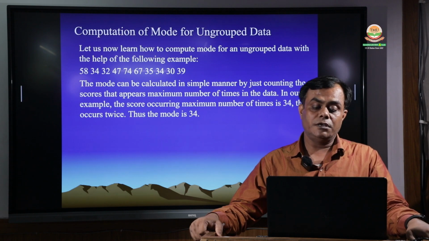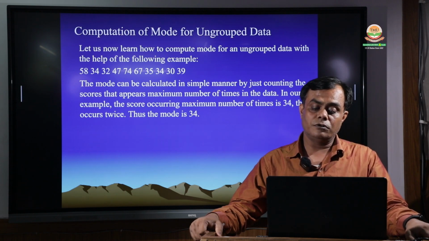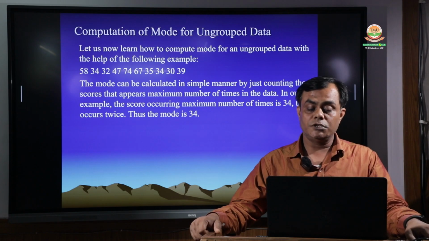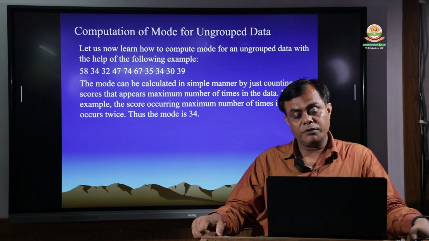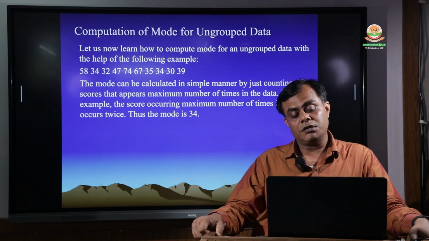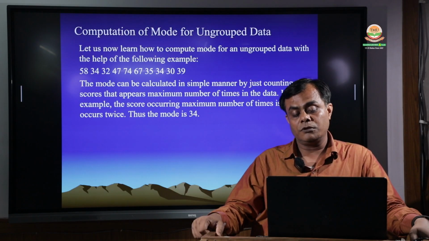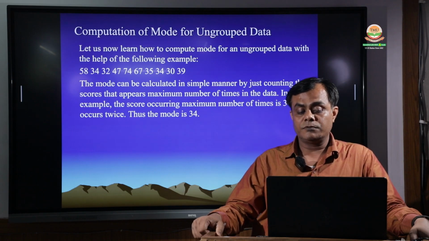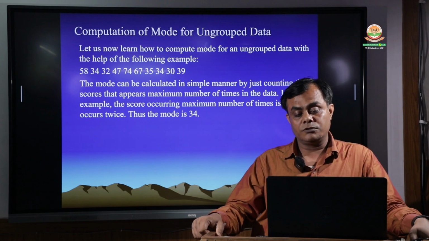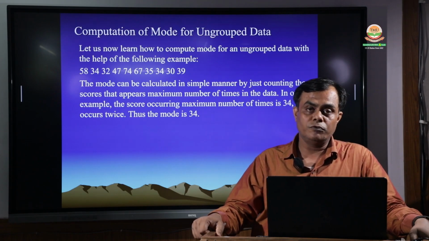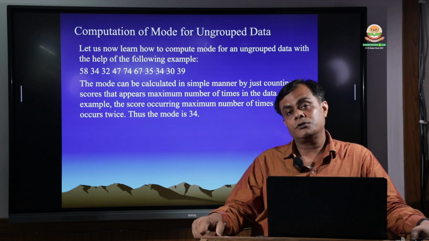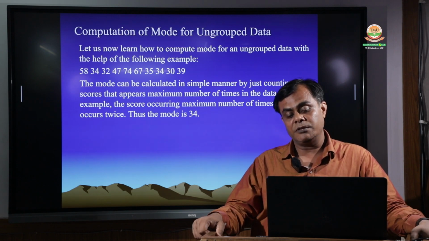in the data. In our example, the score occurring the maximum number of times is 34, which occurred twice, thus the mode is 34. So here we can calculate the mode value from this data, because the occurrence of 34 is twice, or we can say that the occurrence of 34 is highest in this score. So we can say that 34 is considered the mode value, and in this score only a single mode value is available.